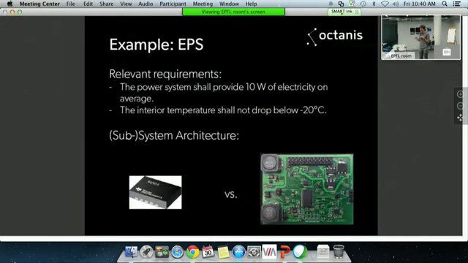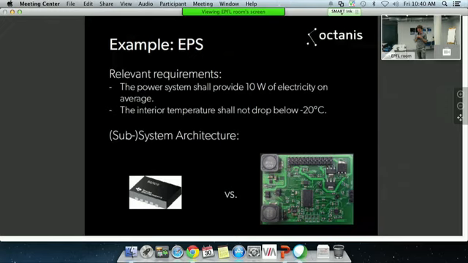I stopped before at the V model. I want to go a bit deeper there and show that with a few examples. So that's the electrical power system. I want to summarize again the relevant requirements: the 10 watts on average that should be produced, and the temperature that should be held inside the rover.